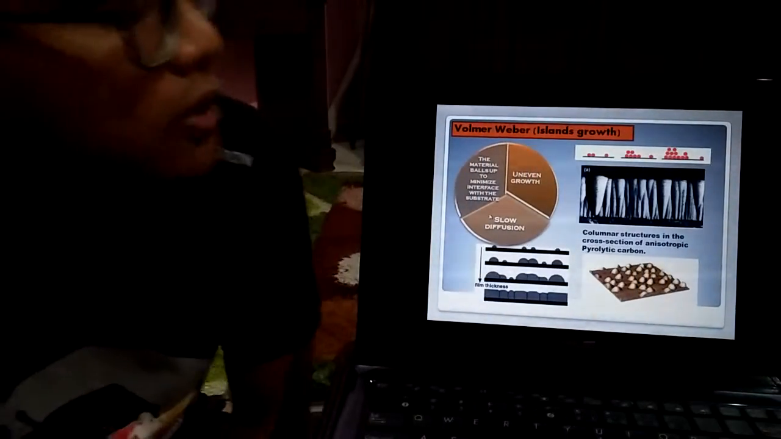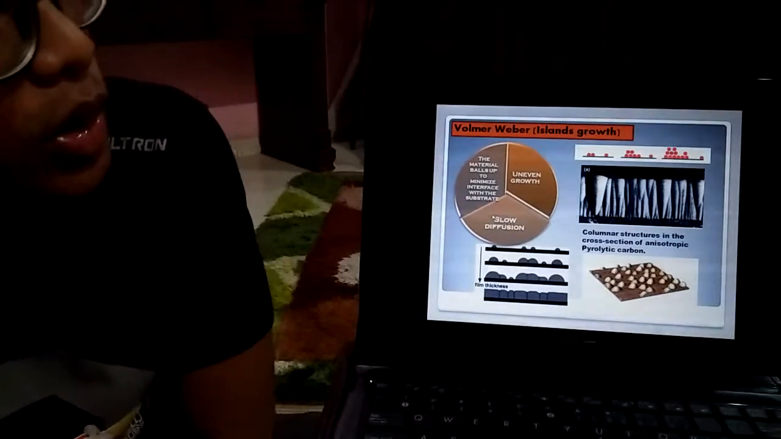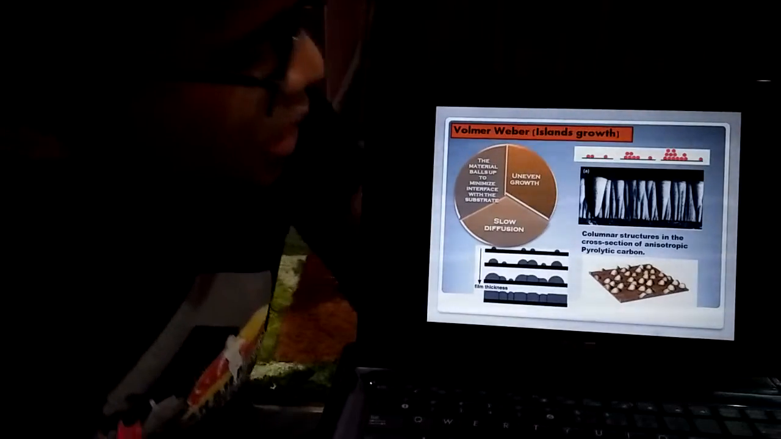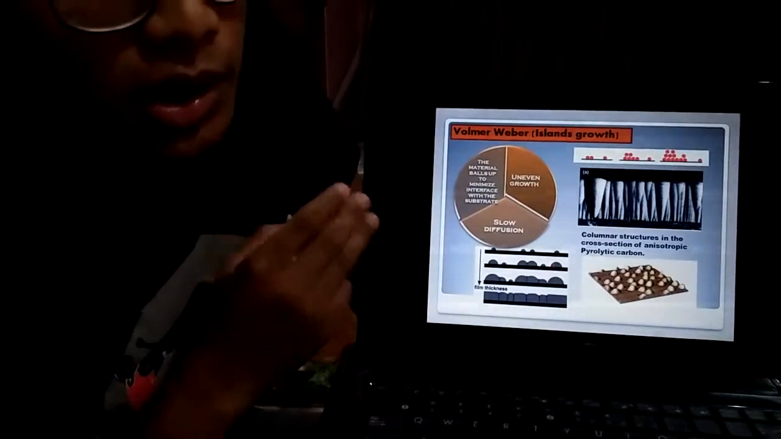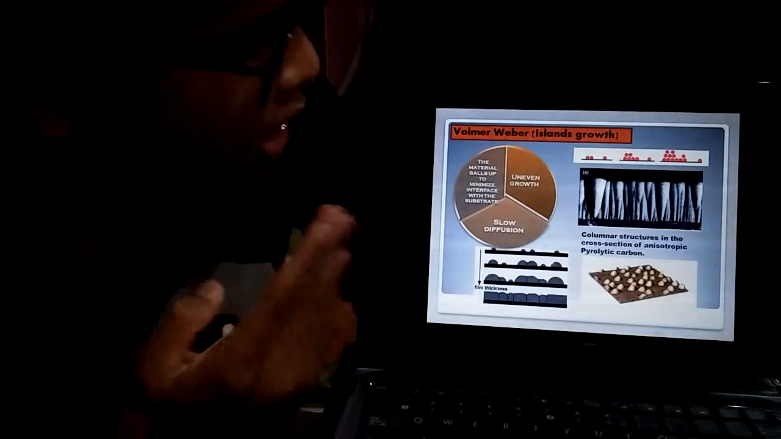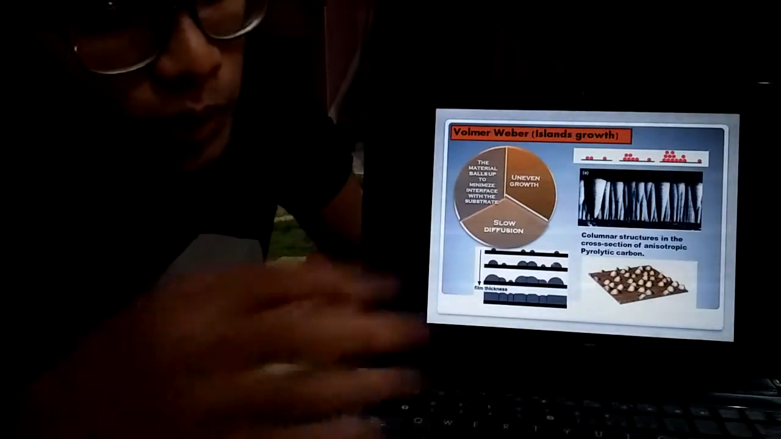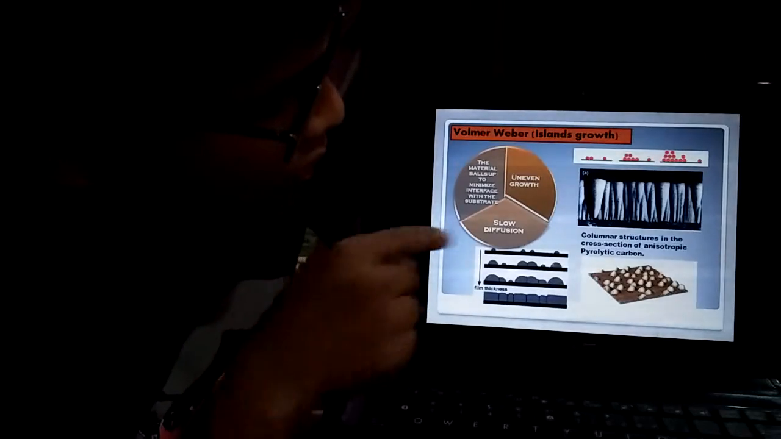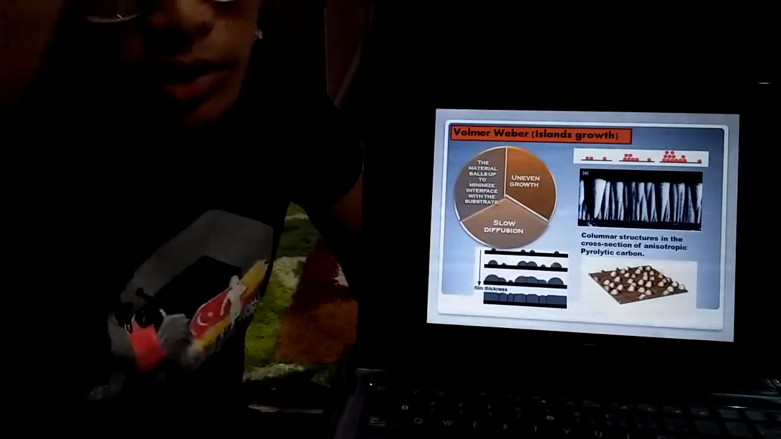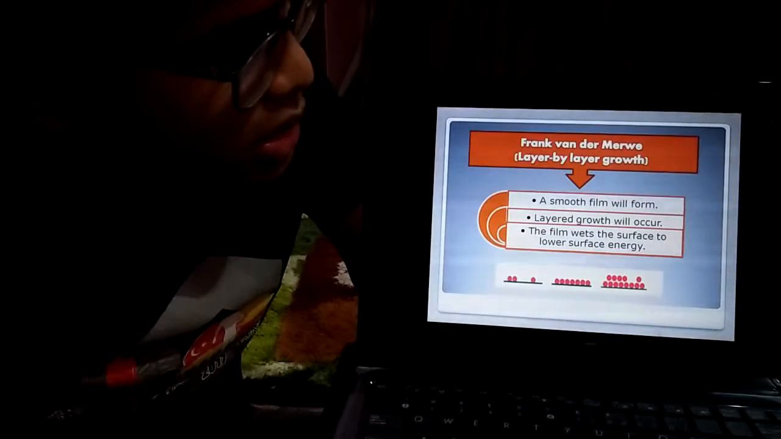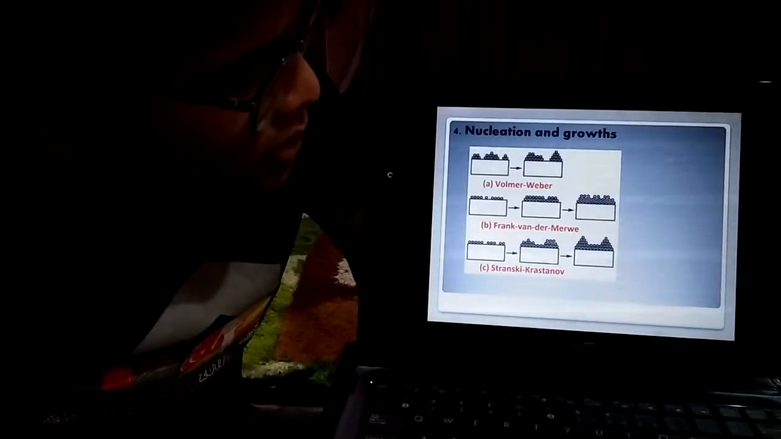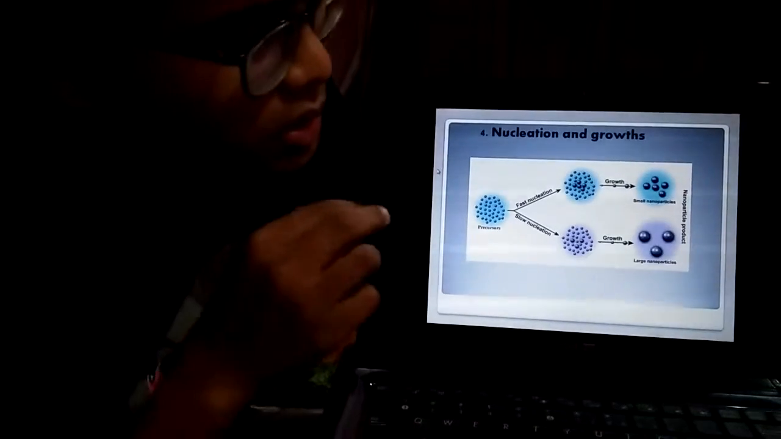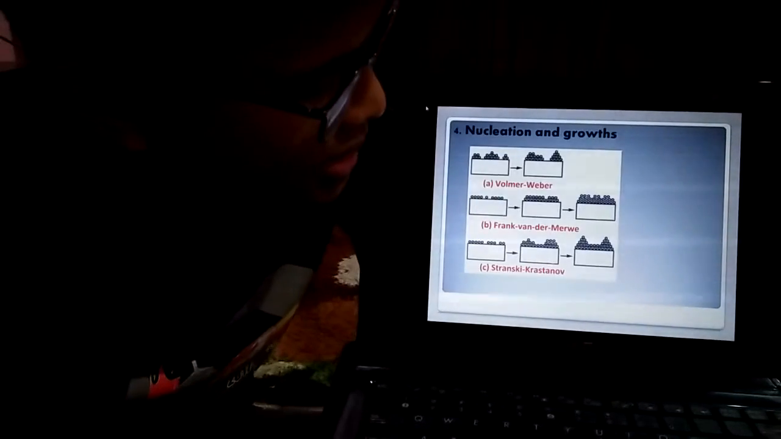Okay, the first one is Volmer-Weber, also known as island growth. The three points of this growth: the material balls up to minimize interface with the substrate. It will perform uneven growth, where it is random and not smooth, and it has slow diffusion.